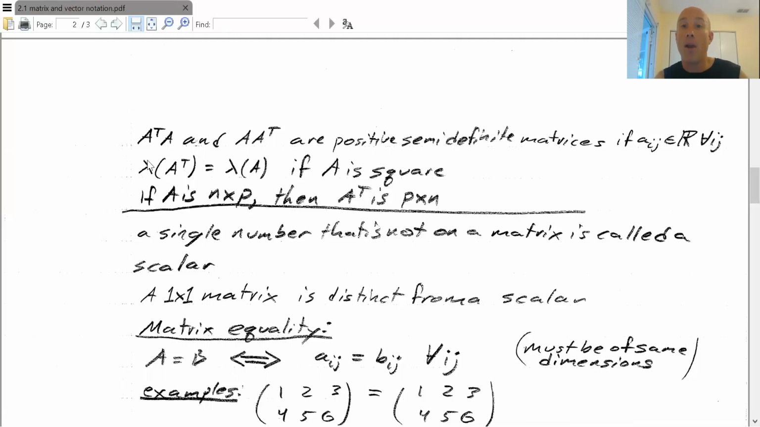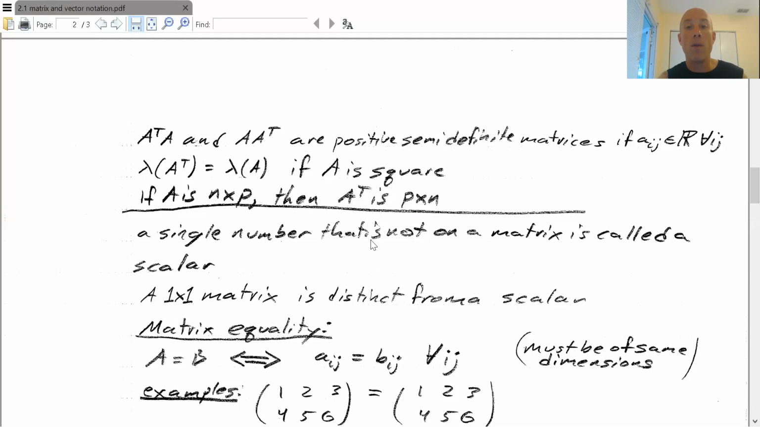Now, another thing we have not talked about is eigenvalues, but it's super important, so I want to talk about it early so that it gets into your head. The eigenvalues of the transpose of a matrix equal the eigenvalues of the matrix itself, as long as A is square. And something about the dimensions: if A is an n by p matrix, then A transpose is p by n. Remember, this is number of rows, number of columns. When I switch it, p becomes the number of rows and n becomes the number of columns.